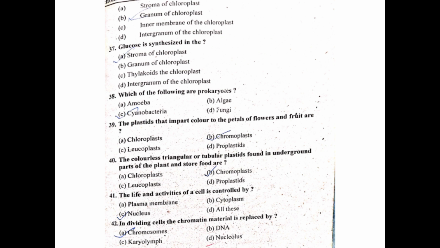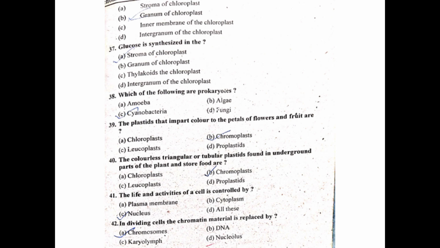Which of the following are prokaryotes? Amoeba, algae, cyanobacteria, fungi. The correct option is cyanobacteria. The plastids that impart color to the petal of the flower and fruit are chloroplast, chromoplast, leucoplast, proplastid. Chromoplast is the correct option. The colorless triangular or tubular plastid found in ground parts of the plants and store food are chloroplast, chromoplast, leucoplast, proplastid. The correct option is chromoplast.